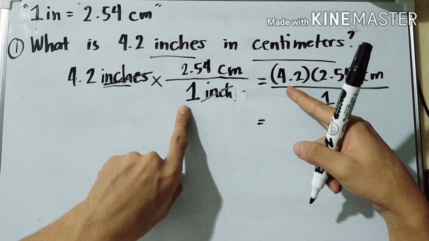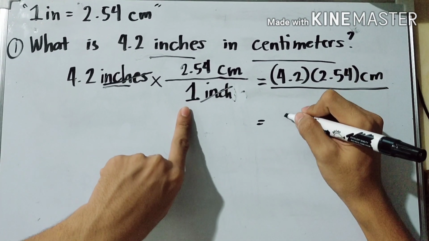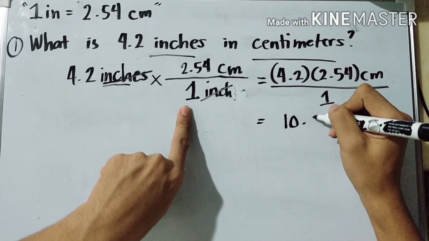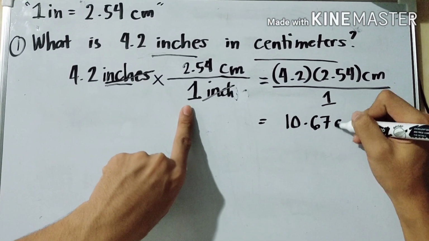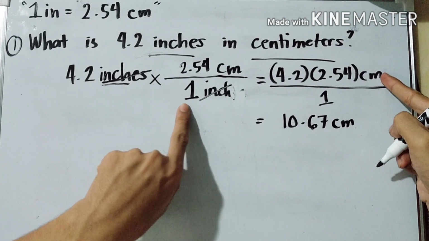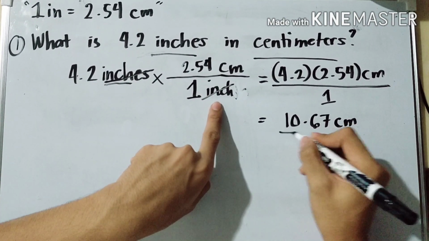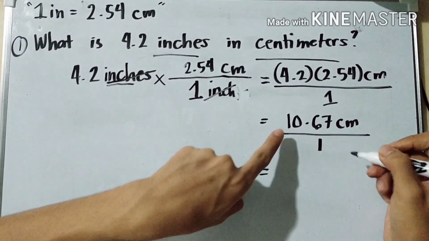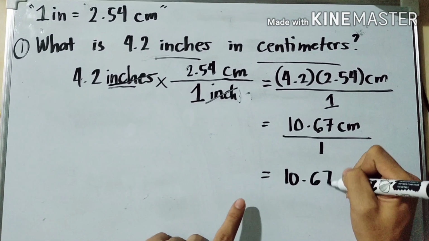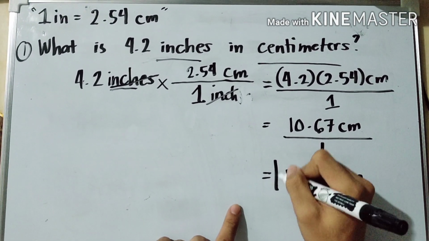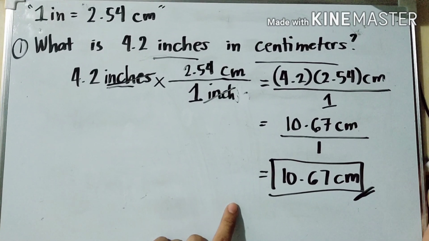So multiply 4.2 by 2.54. The answer is 10.67 centimeter. Okay, di ba? Centimeter na yung naiwan kasi na-cancel natin yung inches, over 1. And when you divide it, the answer is 10.67 centimeter. So this is your final answer.